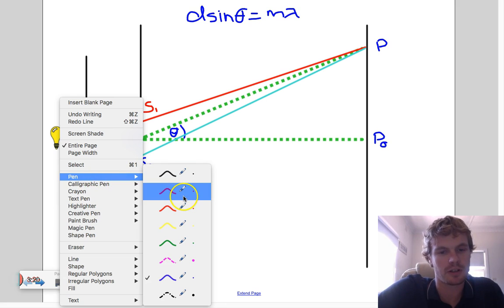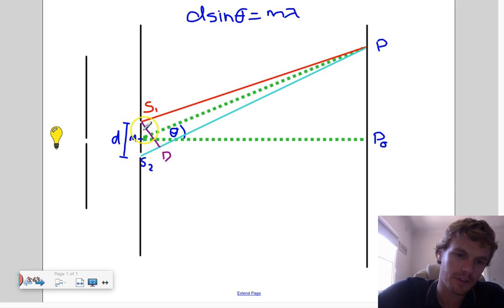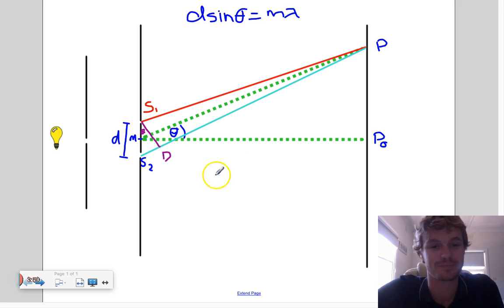Now, if I draw a line between these two waves, the distance from here to here, and the distance from that point, which I'm going to call point D, to that point P, is going to be the same. So it goes something like that. This angle here is also theta, so it's the same angle as what forms here. Just some good mathematics that ends up doing that.